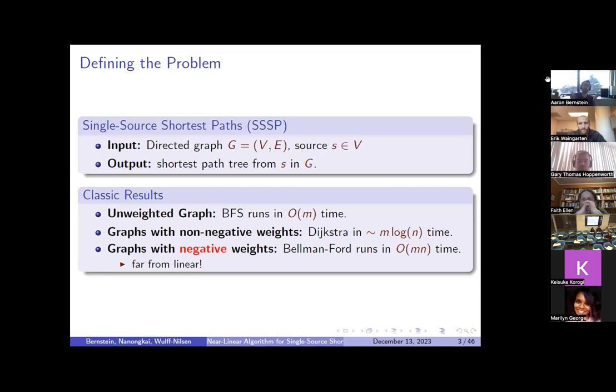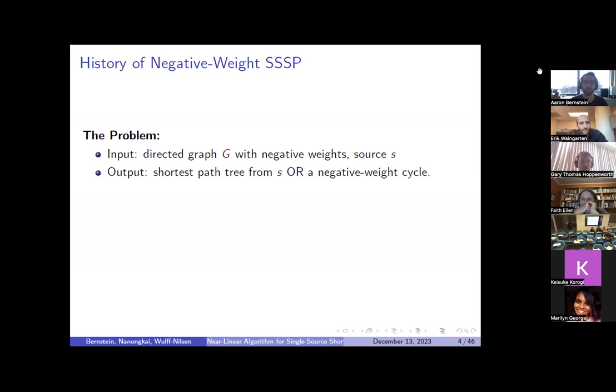This is a classic problem we teach in undergrad algorithms. And what do we teach? Well, if it's an unweighted graph, you can do it in linear time. And if it has non-negative weights, you can do it in something close to linear time using Dijkstra's. But once the graph has negative weights, the classic algorithm is Bellman-Ford, which is much, much slower. So there's a history of, okay, this negative weight case seems to be much harder. How can we do better than Bellman-Ford?